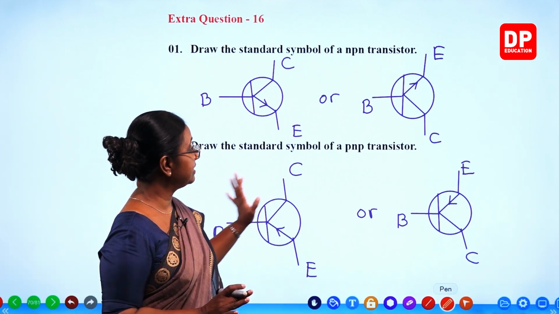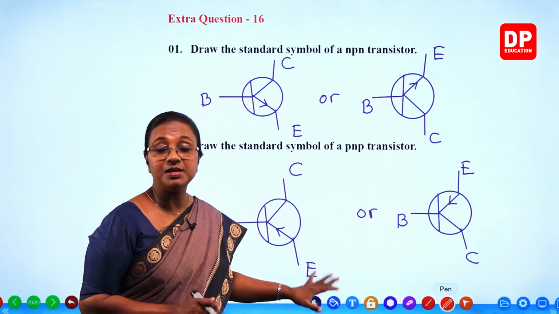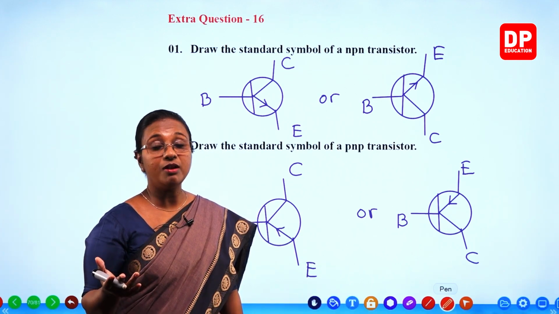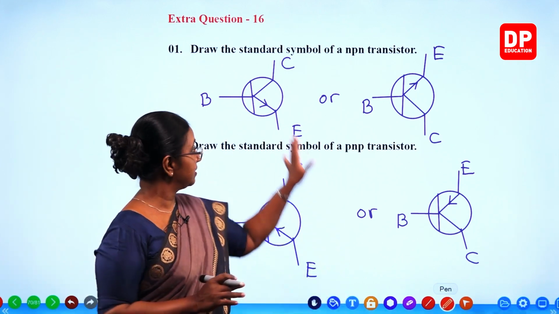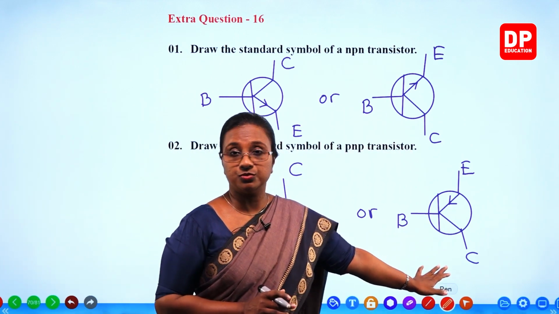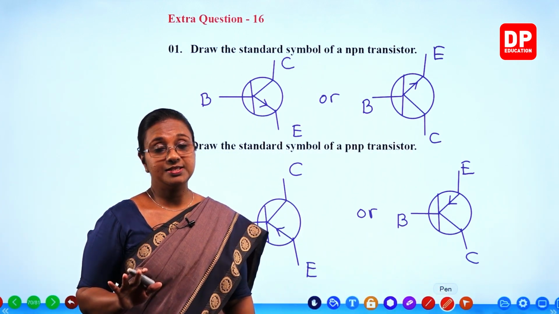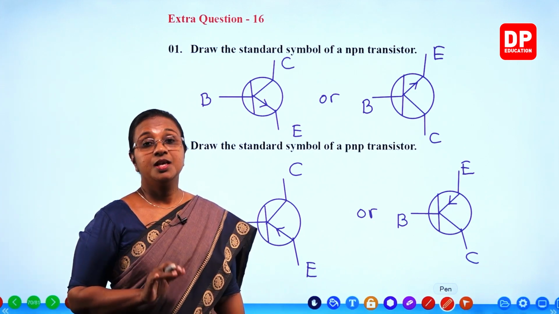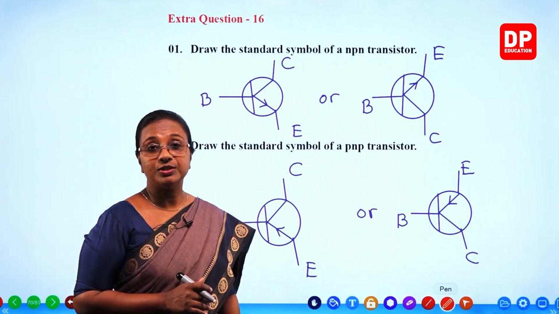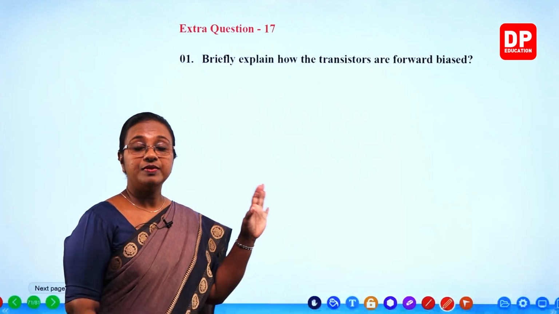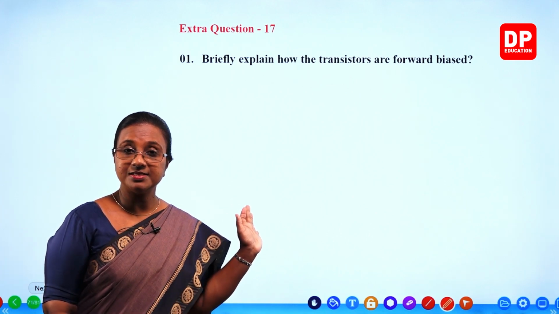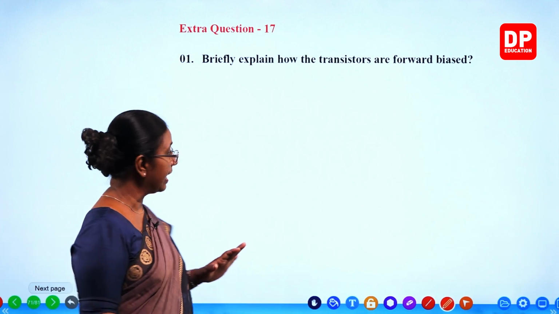So both are standard symbols. Here I have drawn both the symbols just for you all to remember and recall what we have learned. When you are answering the question, you can give one of the two symbols, either one of these two or one of these two. You don't have to draw both the symbols. Is that clear, students? So with that, I'll move on to the next slide. Extra question 17. Briefly explain how the transistors are forward biased. First I will explain for the PNP transistor, then I will explain for the NPN transistor.